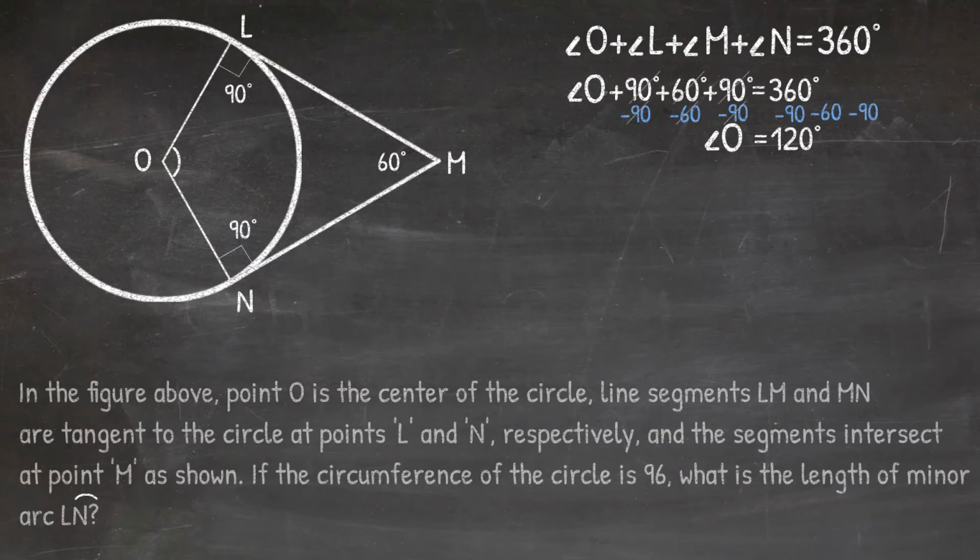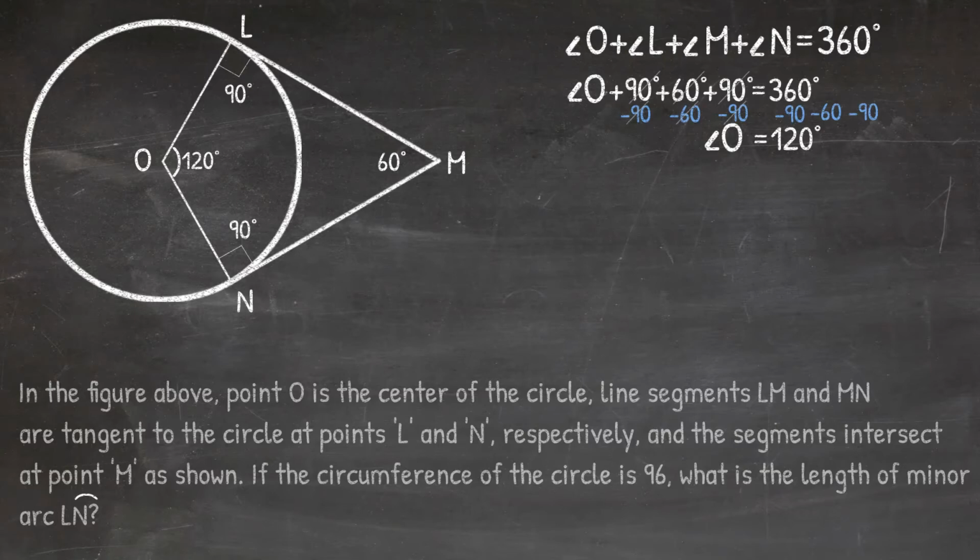So this is a mathematical representation. Of course, we can do it in our head, and given three angles, we could just subtract them from 360 and we would get the same outcome. Our angle O equals 120.